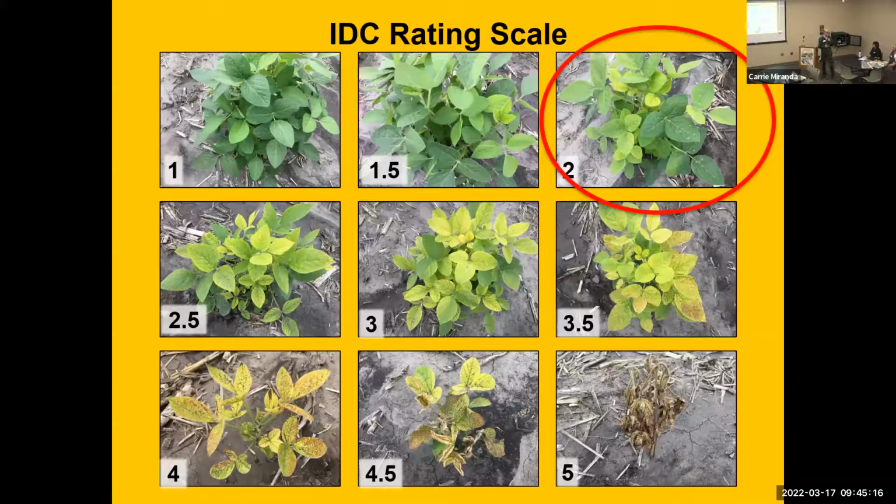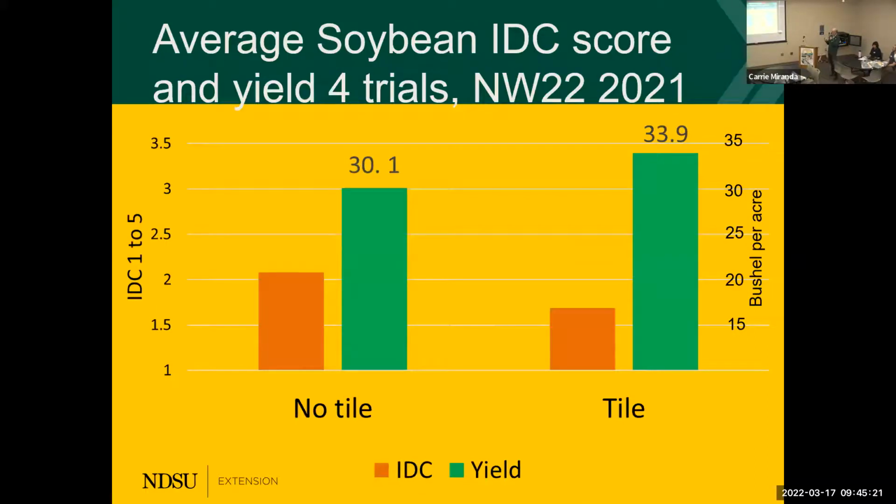So last year, dry year, we did some experiments, and this one is on the tiled ground. Again, the pipe did not run, so there was no functioning of the tile, no rain in the beginning of the season. So I'm putting here 2 things on the slide. First, I'm putting the IDC score on the left. So again, the higher the number, the more yellow the plant is, and the lower the number, the more green. So here we have 2 kind of bars, no tile.